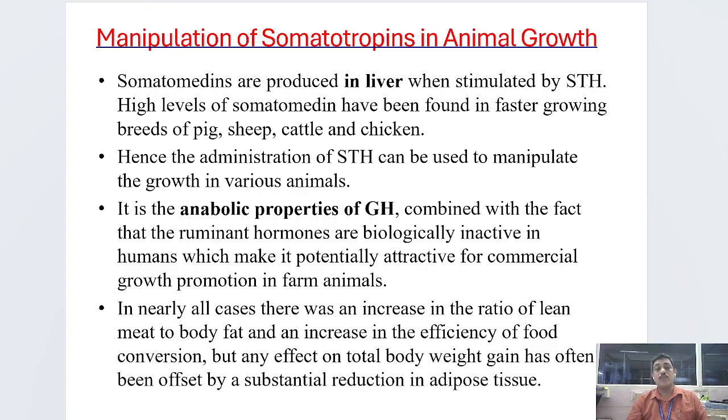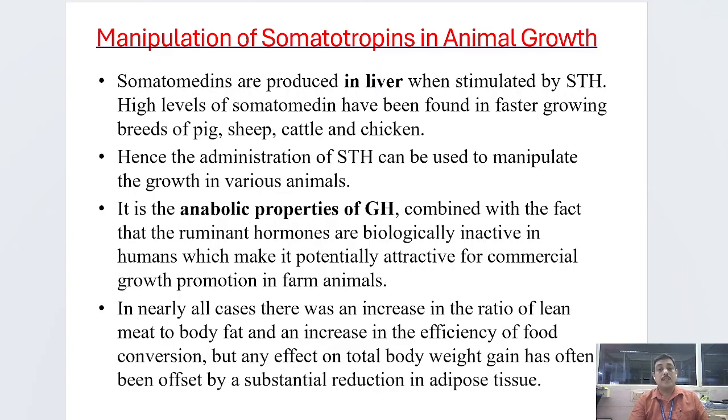When the growth hormone is produced from the pituitary gland, it also induces the liver to produce a hormone called somatomedins. And high levels of somatomedins have been found to increase the growth and also increase the breeding of pig, sheep, cattle, and chicken. And hence, the somatotropic hormones are used to manipulate the growth of various animals.